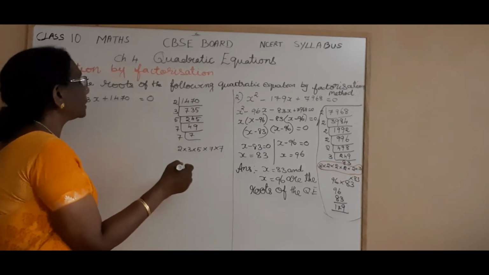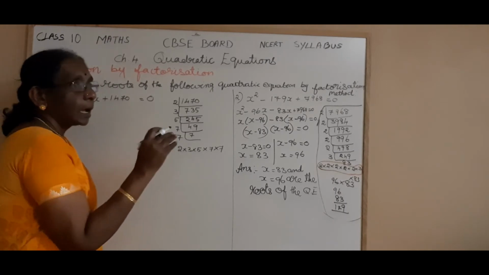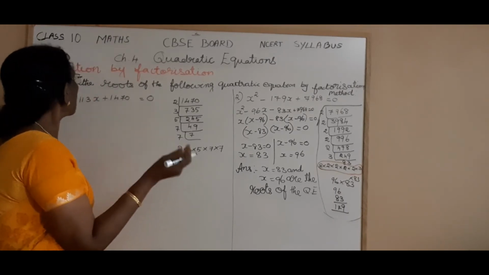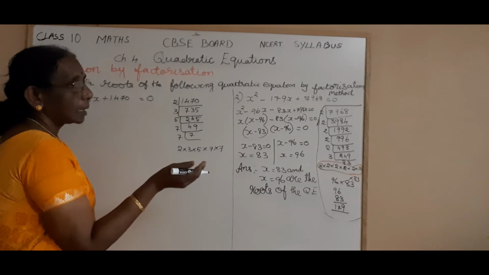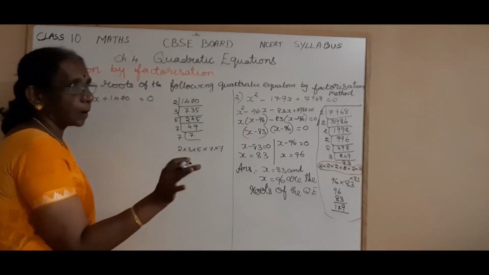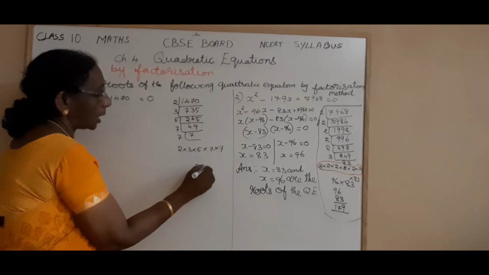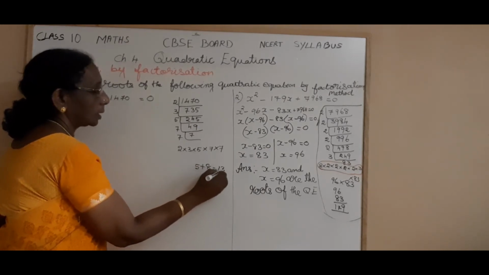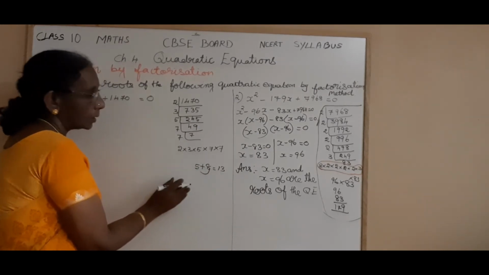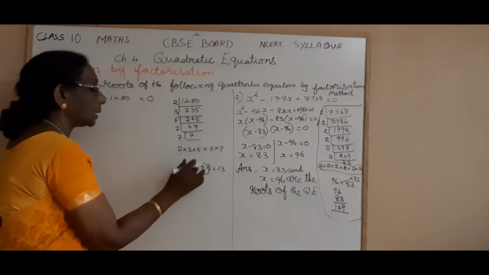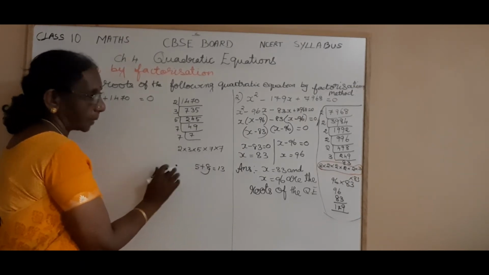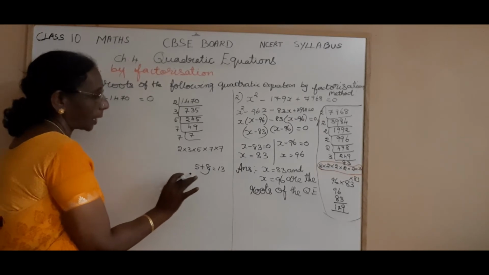What's the other one? 4 plus 9. But 4 into 9, 36. We are not getting. So next move to the 5. 5 plus what? 8. 13. 8 5s are 40. So let us check whether you are getting any number ending with 8 and 5. There is a possibility. Isn't it, children?